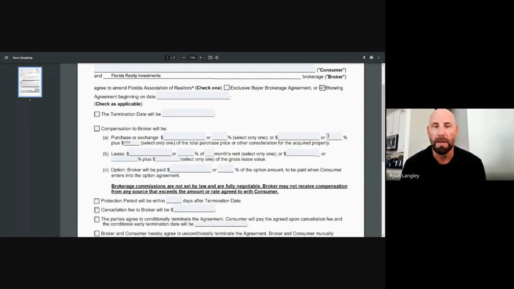Any other questions on this form? This is the modification. If you ever need to use this to make more money, it's good; it's bad if they're canceling. But those are the two main reasons you'll be using this. I don't see you change the protection period often. If they do, I'd be a little bit worried about that. Cancellation fee to the broker, you can change it there. That you can change if you agree to a lesser fee.